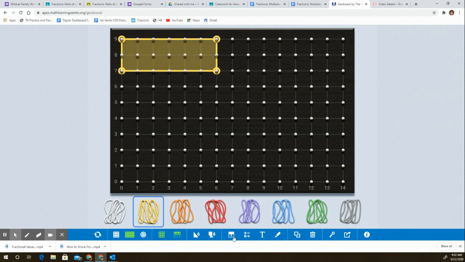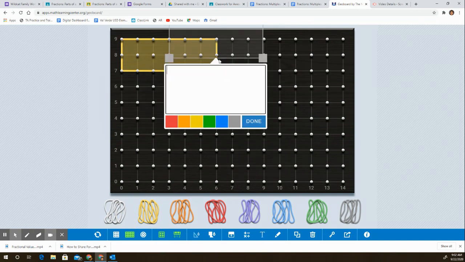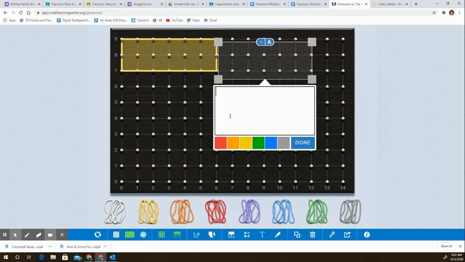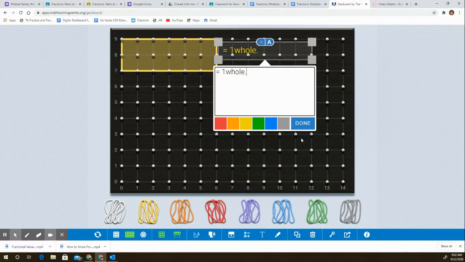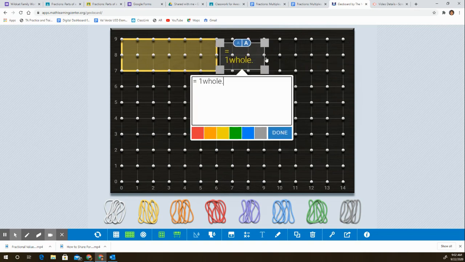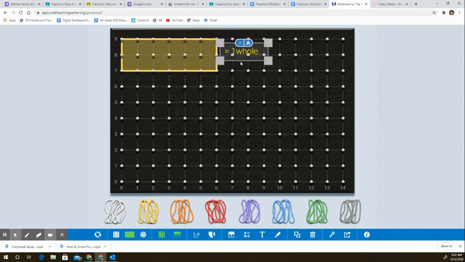So I'm going to label this now. Labels are super important. You always have to label the one whole so that you know what is equal to one whole. And it also helps your reader understand what is one whole. And so I'm going to put this right there. Okay, done with that. Let me put it in place. So now I've labeled the whole, so I know what the value of a whole is. I'm going to use my red.